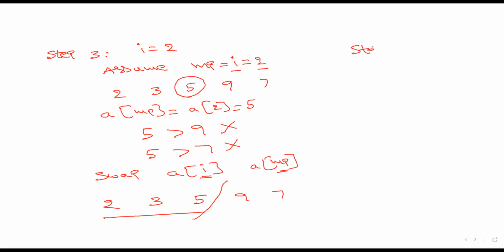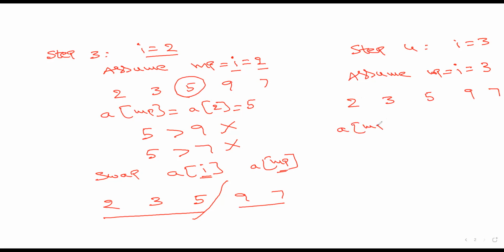Next one, step 4. We have already started from 2, now we have to start from 3. So that is I is equal to 3. What we have to consider? We have to assume the minimum element position as 3. Here, what is our array? That is the output of step 3, this one. At A of minimum position, what is the value? At A of 3, the value is 9. So we have to compare that one with its next element.